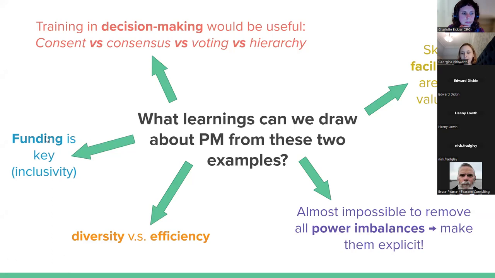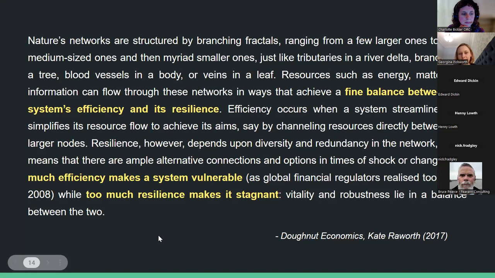And then I've just included a quote here that sums up the point that I just made around the trade-off between diversity and efficiency in a system. And it comes from the book Donut Economics by Kate Raworth. I'm not going to read it out now because it's quite long, but it will be in the slides. So if Charlotte shares them with everybody afterwards, then I recommend reading it, because for me, it really brings to life that trade-off.